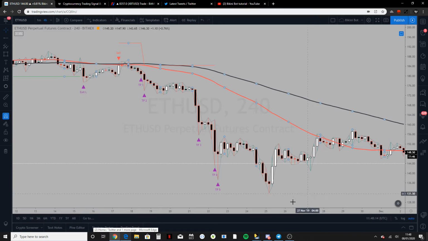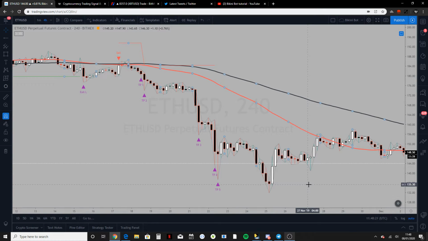Hello guys, this is just an introductory video to explain how to use the advanced indicator. So this is for subscribers who have paid for the algorithms package or just the indicator package themselves.